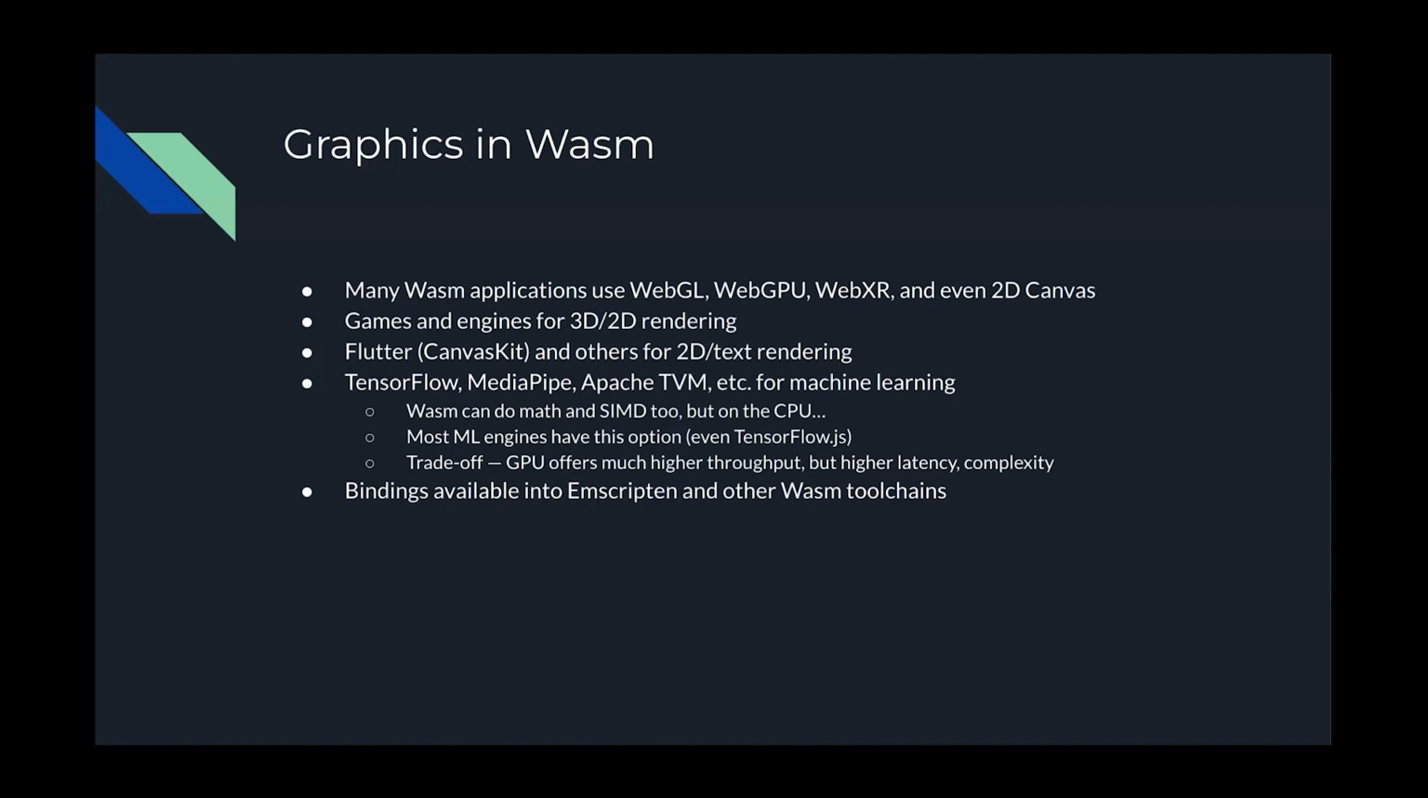And there's a trade-off here, right? Because obviously, if you can have access to the GPU, you get much higher throughput. But you have a higher startup latency. It's more complex, and so many of these machine learning frameworks support both CPU and GPU inference. And there are bindings available for these in Emscripten and other WASM tool chains, so you can use graphics along with your other WebAssembly code.